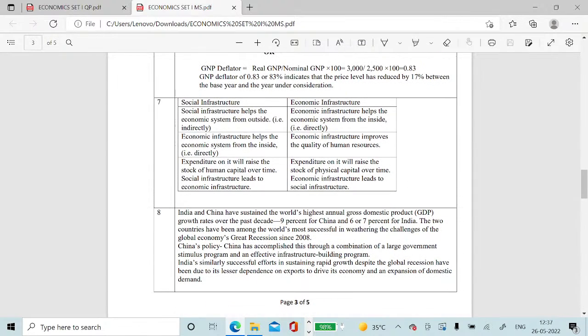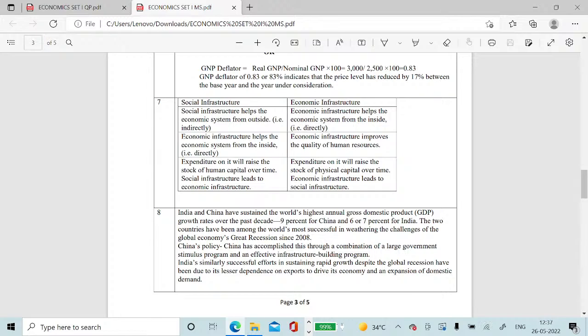Answer 7th. Difference between social infrastructure and economic infrastructure. Social infrastructure helps the economic system from outside, that is indirectly. Economic infrastructure helps the economic system from the inside, that is directly. Social infrastructure improves the quality of human resources. Expenditure on it will raise the stock of human capital over time.